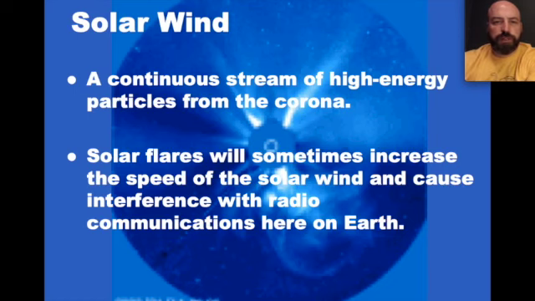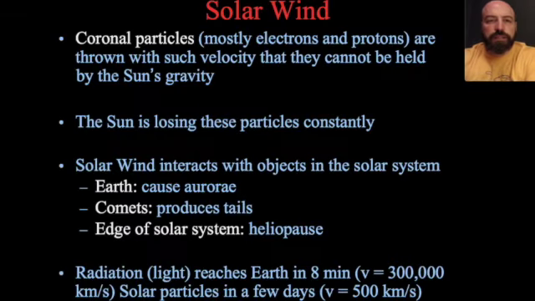So let's talk about solar wind for a second. Solar wind is these high energy particles being released, and they will travel to Earth and sometimes cause some interference with our communications. They are particles coming off the corona, and they're being thrown away with a velocity. Down here at the bottom of the slide, it talks about how fast.